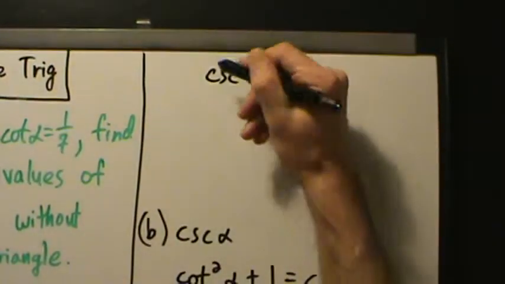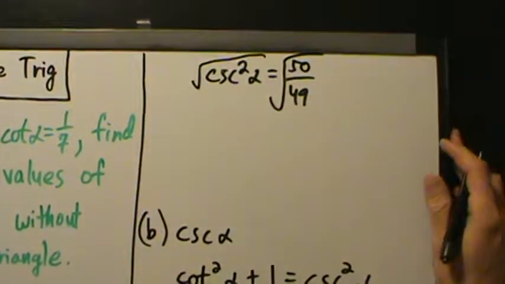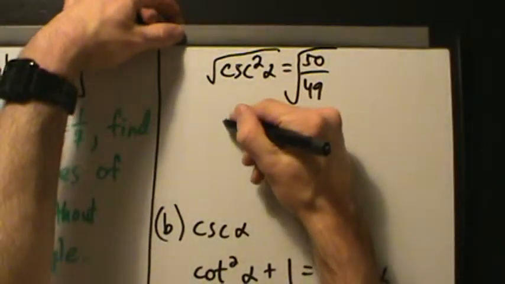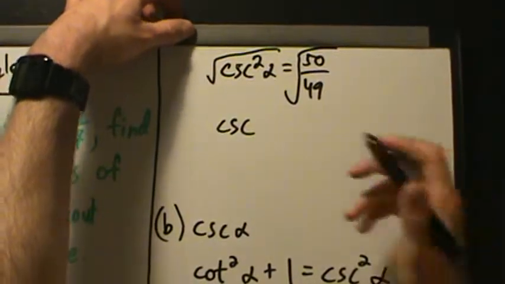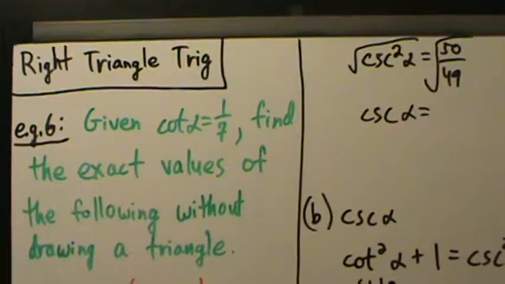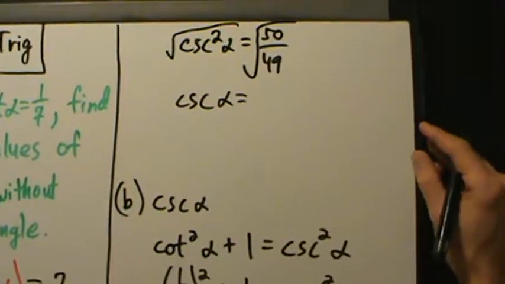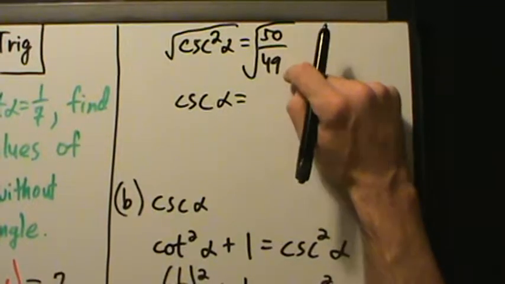Okay, so let's go ahead and take a square root of both sides. So remember, there's a positive and a negative root, but since alpha is an acute angle, then cosecant of alpha is going to have to be positive. Why is alpha acute? Because we're talking about right triangle trig. So that means trig of acute angles. So cosecant of alpha is the positive root 50 over 49.